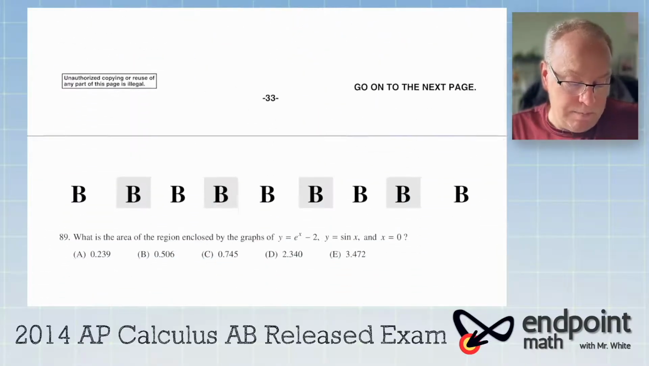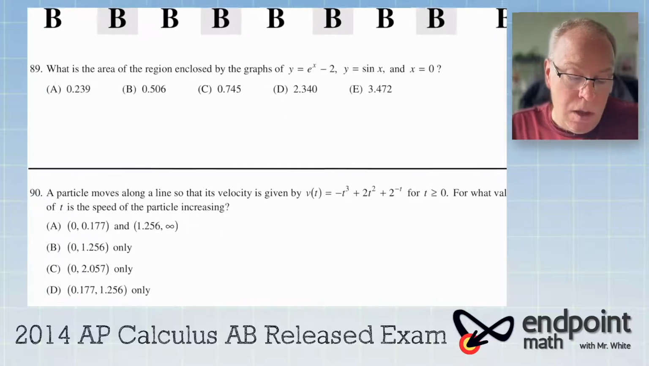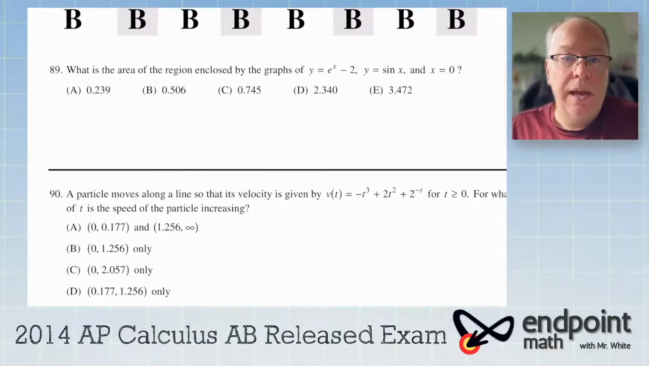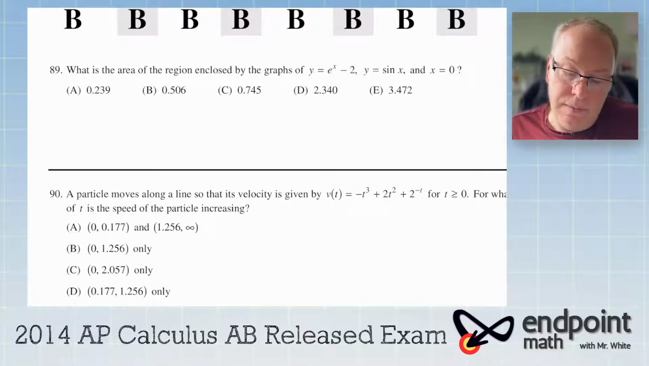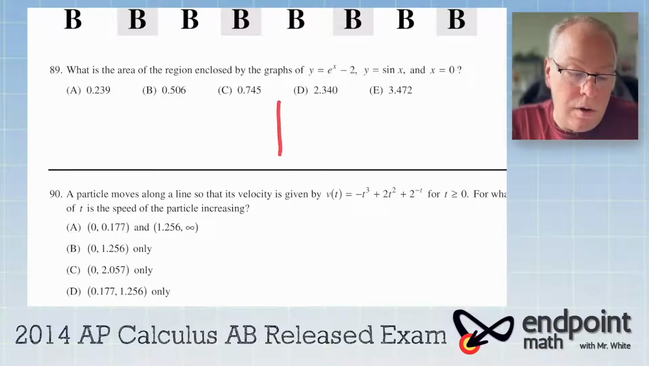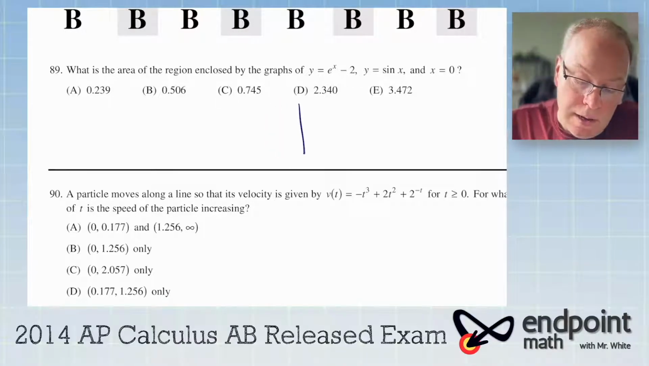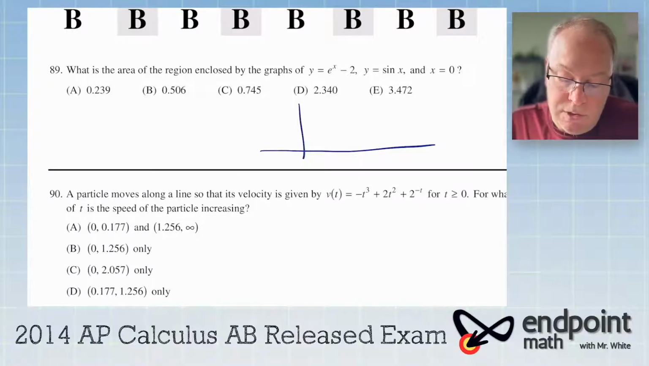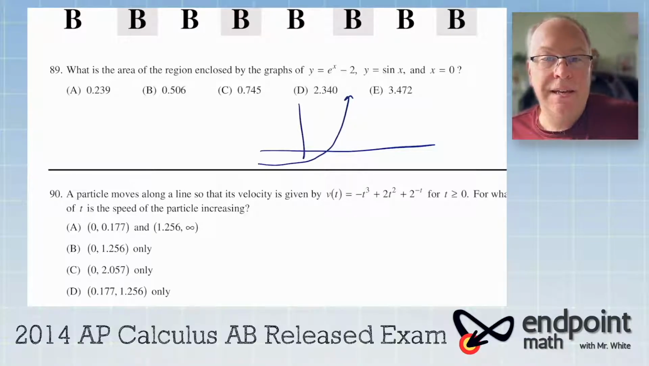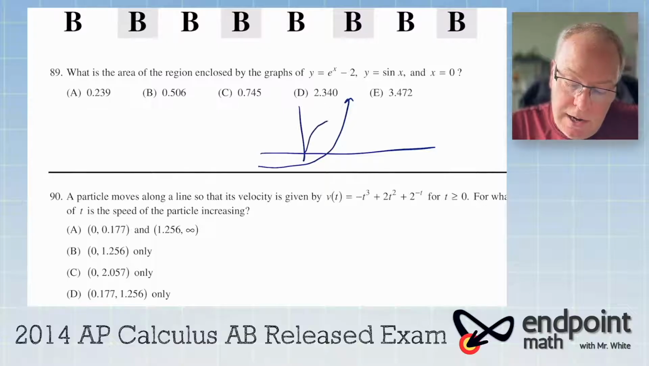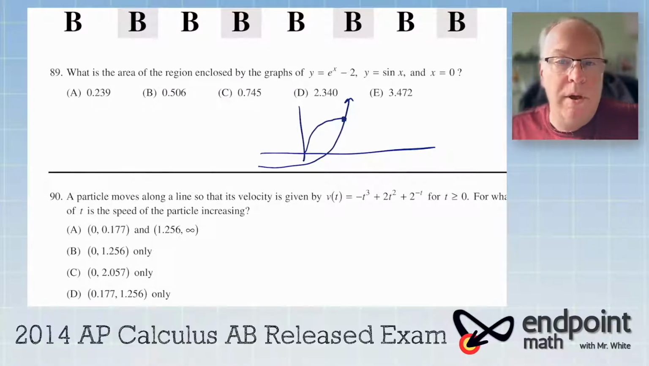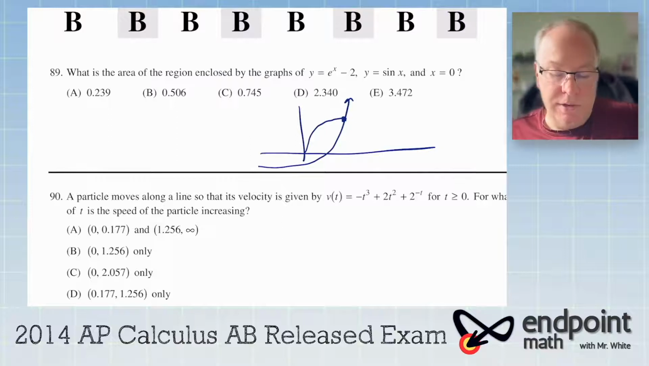All right, moving on. 89. What is the area enclosed by these three things? All right, so if you go to the calculator, we're going to do that here in a second. e to the x minus 2 would be down here, and it would be going up like that. That would be e to the x minus 2. And then the sine function is going to start here and go up, and it's going to hit at some point.